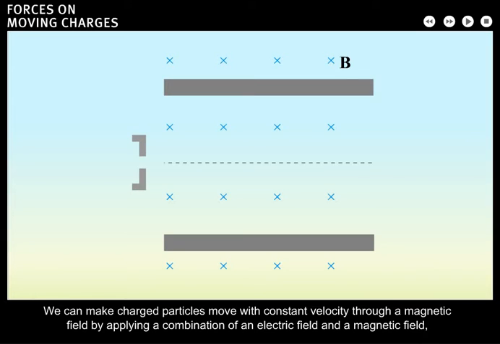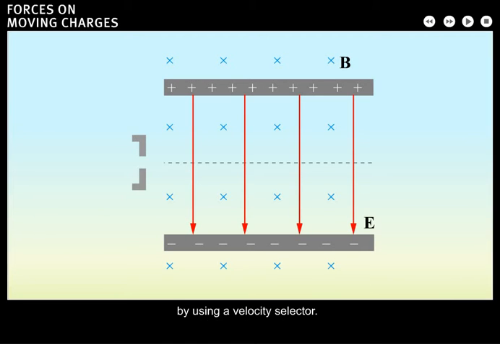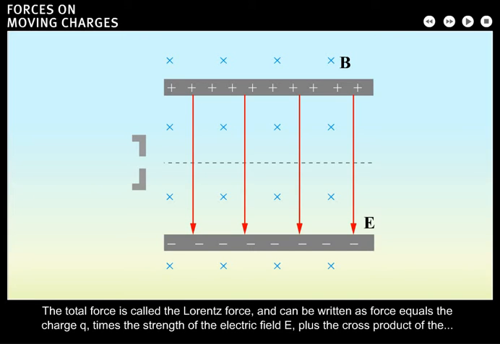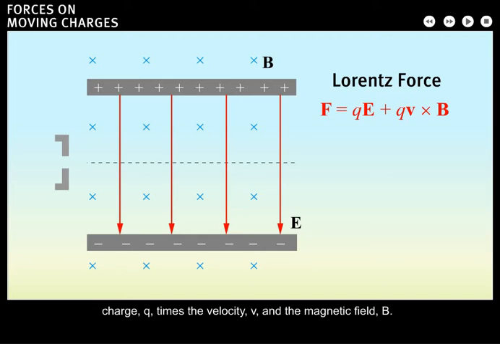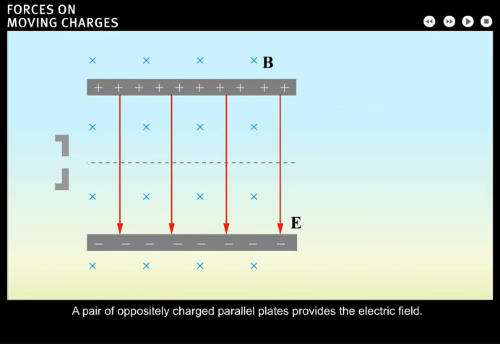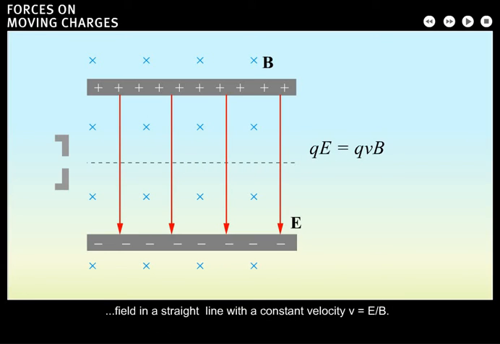We can make charged particles move with a constant velocity through a magnetic field by applying a combination of an electric field and a magnetic field by using a velocity selector. The total force is called the Lorentz force and can be written as force equals the charge Q times the strength of the electric field E plus the cross product of the charge Q times the velocity V and the magnetic field B. A pair of oppositely charged parallel plates provides the electric field. The electric force QE, directed downward, balances the upward directed magnetic force QVB and makes the particles move through the field in a straight line with a constant velocity V equals E over B.